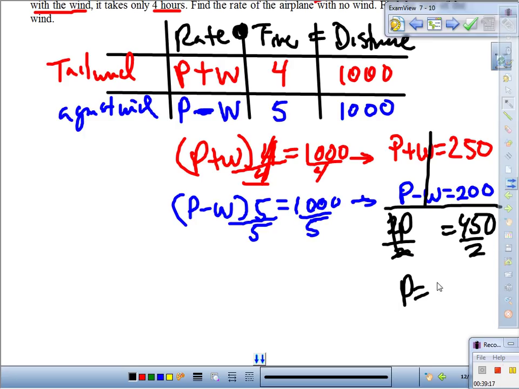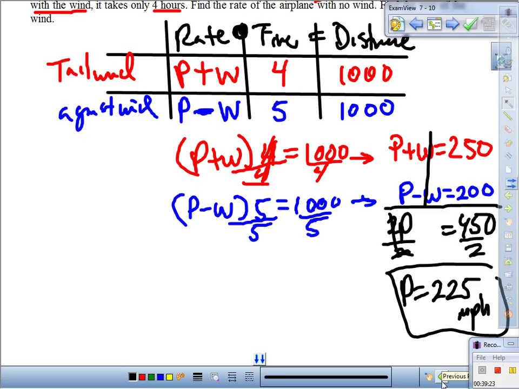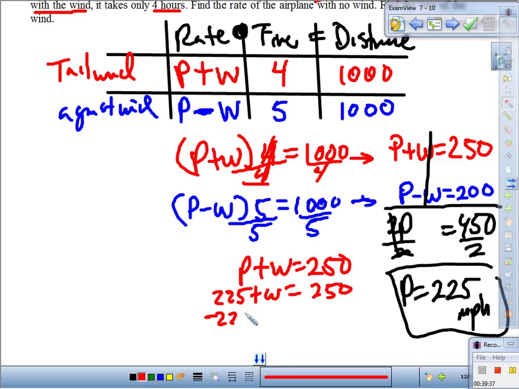The plane speed is 225 miles per hour. Which equation do I use for the wind? The top one. So P plus W equals 250. But instead of P, we write 225 plus W equals 250, minus 225, minus 225. We got W equals 25 miles per hour.